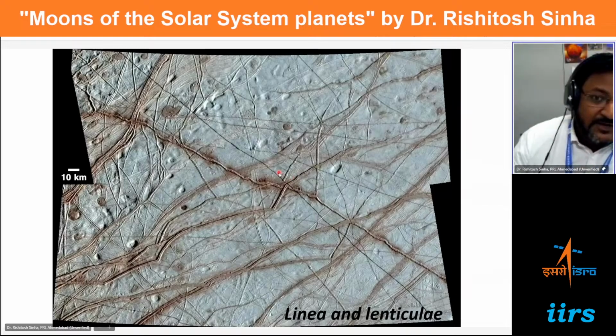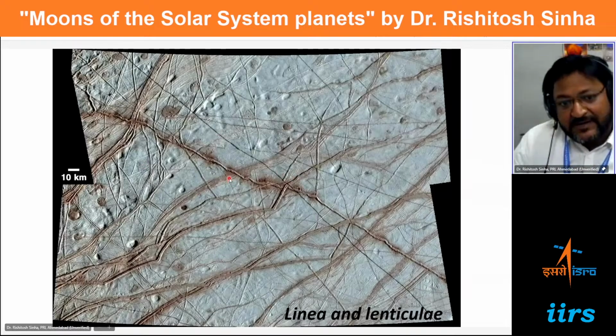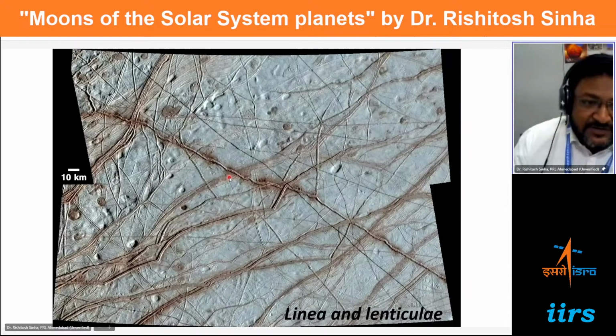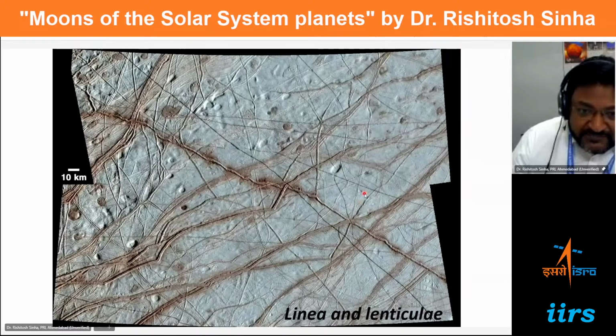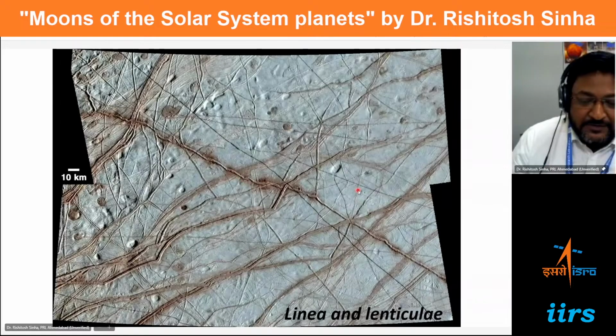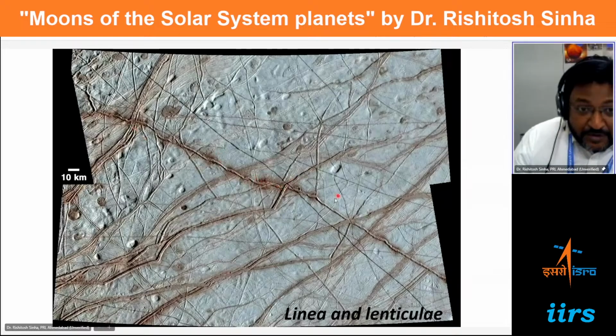So now you think how these fractures are forming. Are they fractures, or are they simply some sort of grooves, some sort of depression, some sort of collapsed units which are there on the surface of Europa? So it is very important for us to understand, and is that linked to something which is happening in the subsurface? And along with these linear features, we also see several circular marks.